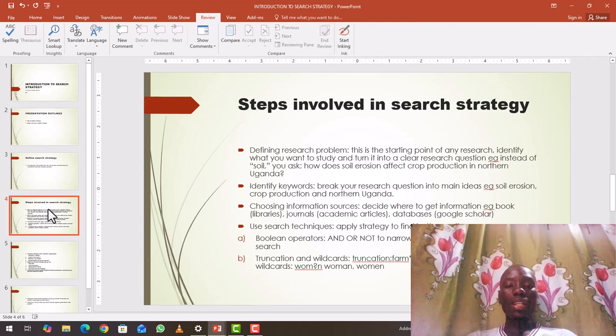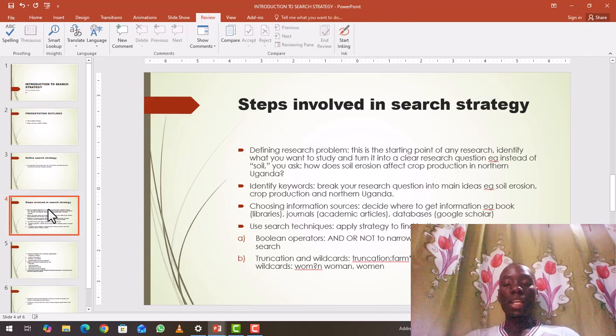And then the second one is identifying keywords. You need to identify the keywords one by one, by breaking your research question into main ideas. For example, from the first step about soil erosion, the key point is soil erosion. You have to break it down: crop production, and then northern Uganda. Then you will be able to find your research very well.